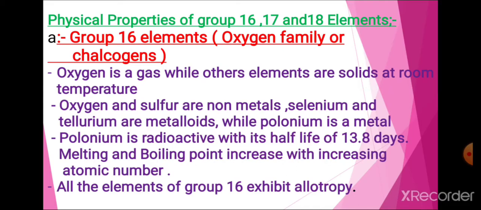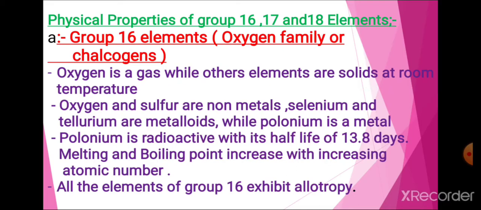First we see the first property. Oxygen, which is the first member of this group, is in gaseous state, while other elements of the group are in solid state at room temperature. The second property is that oxygen and sulfur are non-metals. They show the properties of non-metals, while selenium and tellurium are metalloids.